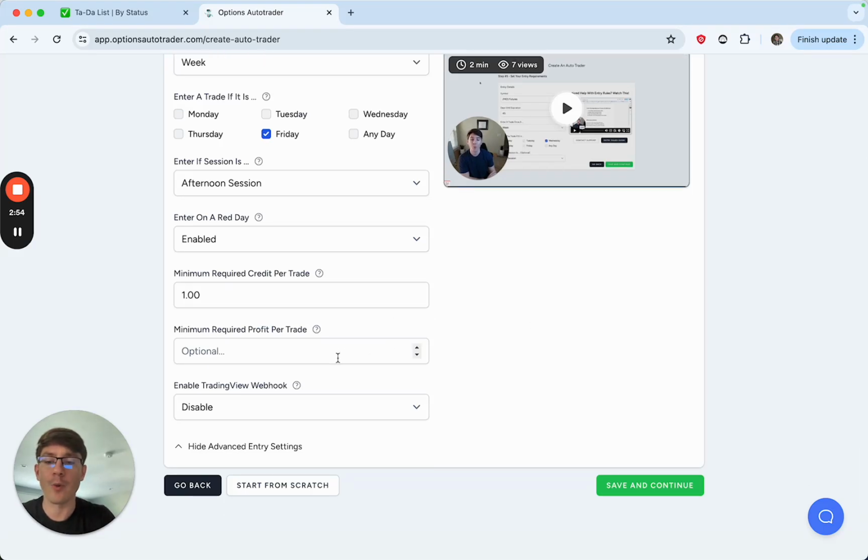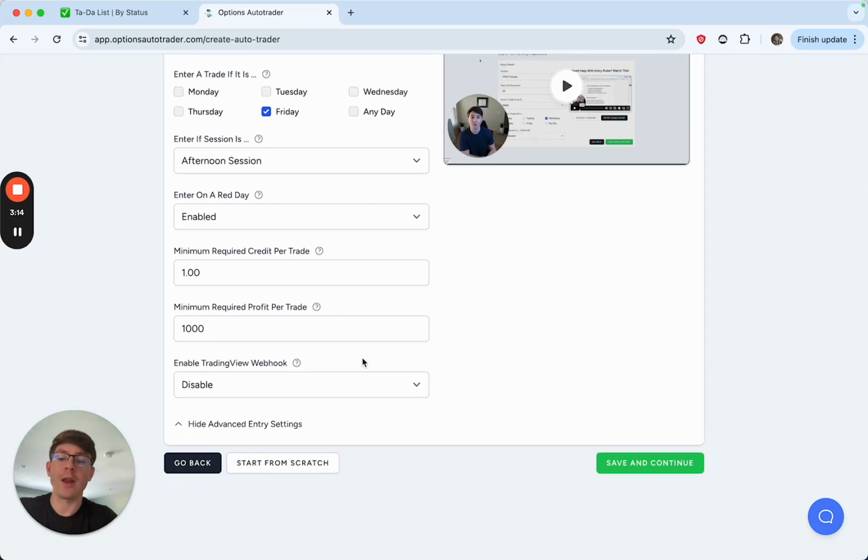Now, for the minimum required profit per trade, let's say you're trading 112s and you're like, I want to collect at least $1,000 per trade. We'll put in $1,000 and it will not place the trade unless it will make you $1,000 or more. This is not based on the take profit though. This is just based on the max profit of the trade. Can it hit $1,000? That's what it's looking at.